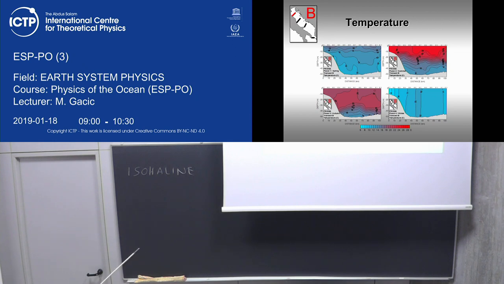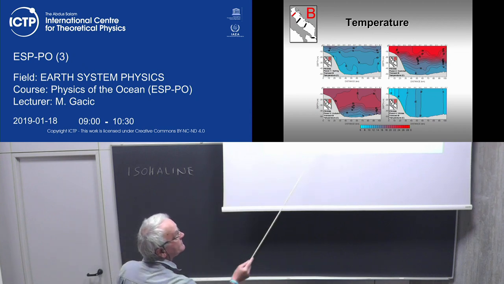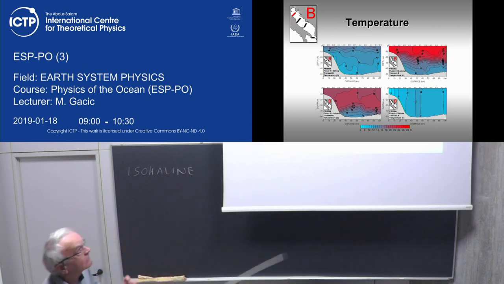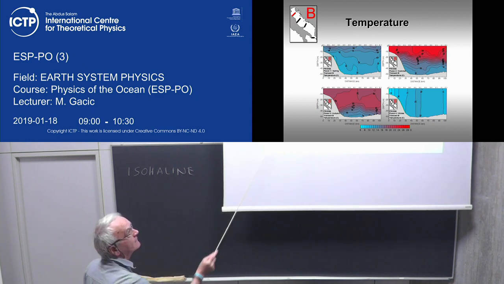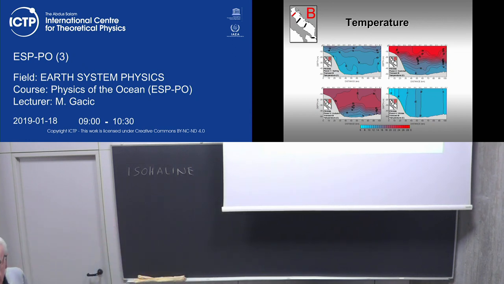Okay, so what we have done is in four seasons we have done the cross section here, in this northern part of the Adriatic, in order to look at the evolution of the vertical distribution of temperature. You will see later how temperature and salinity go together and how they interplay in order to define the vertical distribution of density, or what, as we call it, vertical stratification.